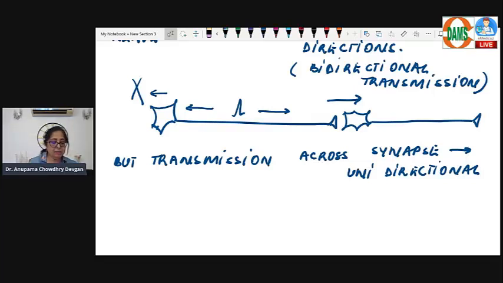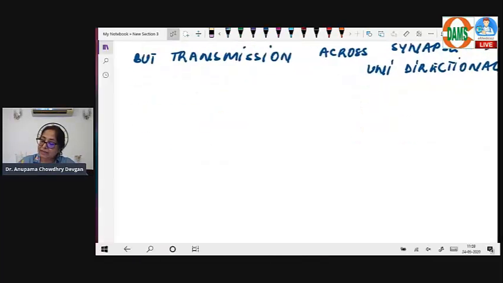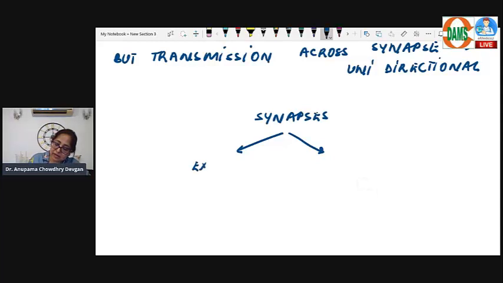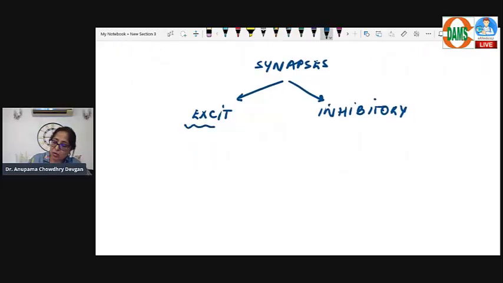Okay. Now, next, let us see. There are different ways of classifying synapses. One way was chemical and electrical synapses. Now, synapses can also be described as excitatory or inhibitory. Excitatory means that in the postsynaptic neuron, you have the generation of an EPSP. Inhibitory means in the postsynaptic neuron, you have generation of an IPSP. So they can be excitatory or inhibitory.